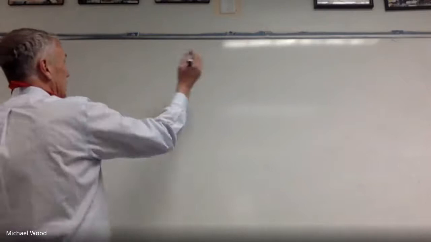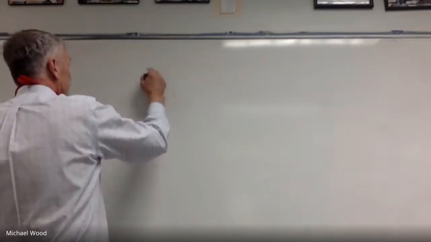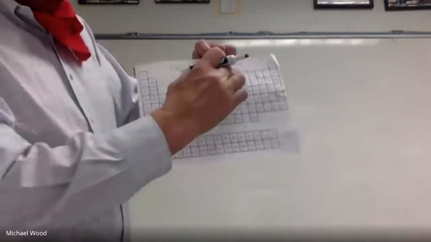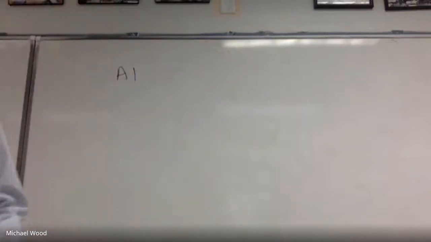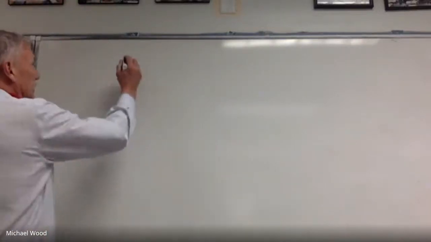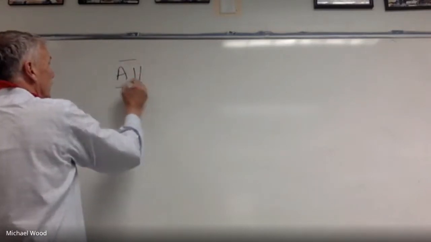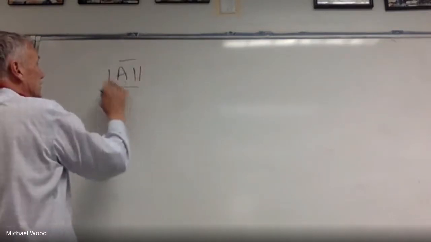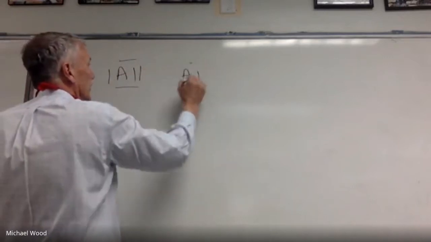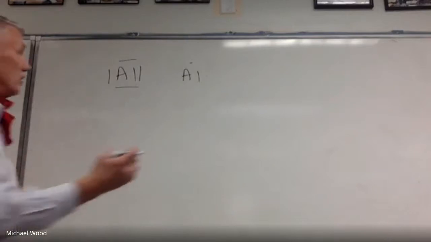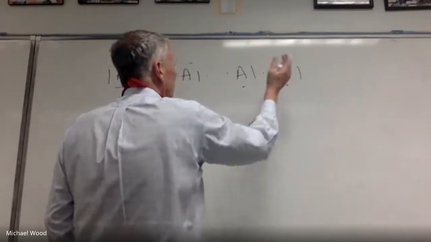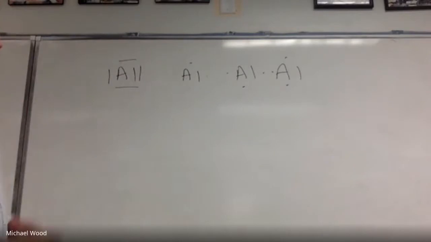But I'll take the element, like let's take aluminum. If I locate it on the periodic table, aluminum right here has three valence electrons. So what I do with aluminum, or any element, is I always look at the symbol of the element. I see the top, the right, the bottom, and the left, and I just go clockwise. So I put a single dot, single dot, single dot, single dot, and then I make pairs. So for aluminum, it would look like this. Now it's not wrong to do it like this, or like this. As long as you have three single dots, that's okay. So that's the dot structure for aluminum.